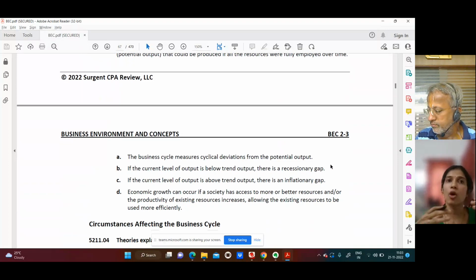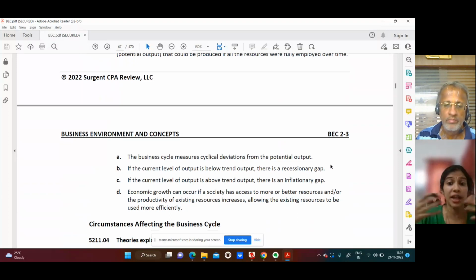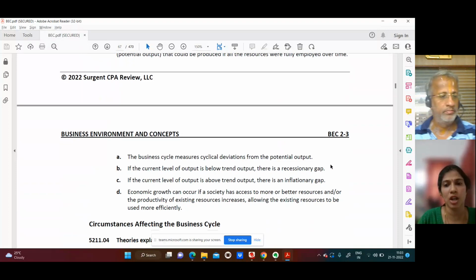Or if all the resources are fully employed, what is going to be the output? What is the potential output for your business? So that is the potential output. How much can you produce if all the resources are being fully employed? That is your potential output.